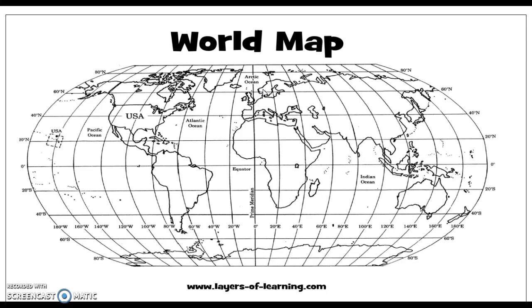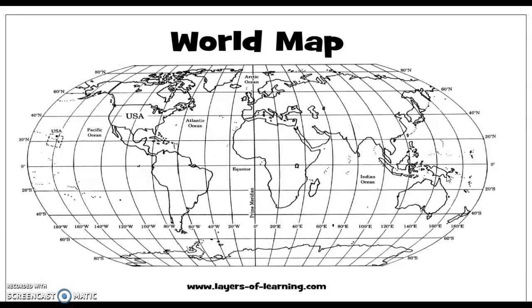And then here's our world map. On this world map, we can find some things. We can find the prime meridian, which is where our longitude starts. It's right about here. Longitude goes straight up and down, long like a skinny noodle. And then we can find our equator, which is where our latitude starts. Right here. It's at 0 degrees. So it goes all the way across the map. Our latitude goes across, and longitude goes straight up and down.